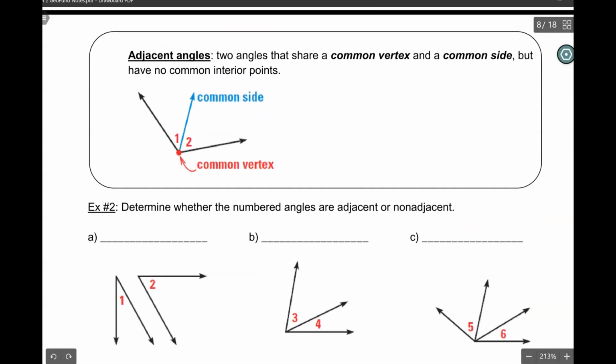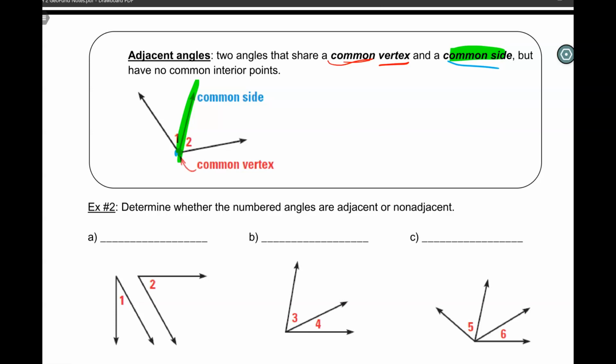All right, so adjacent angles. Adjacent angles are two angles that share a common vertex. So remember, the vertex is the endpoint where the rays meet. So this angle has a vertex at this point, and then if I take this angle right here, angle 2 also has that same vertex. So we could say angle 1 and 2 are adjacent because not only do they have a common vertex, but also a common side. So this common side is shared between 1 and 2, and they have the same vertex.